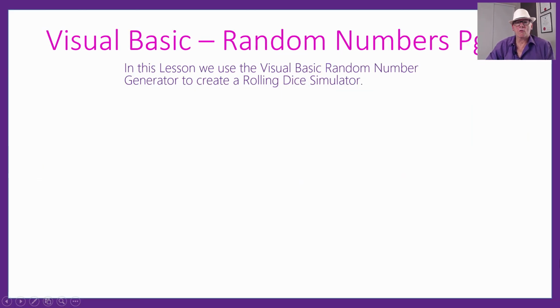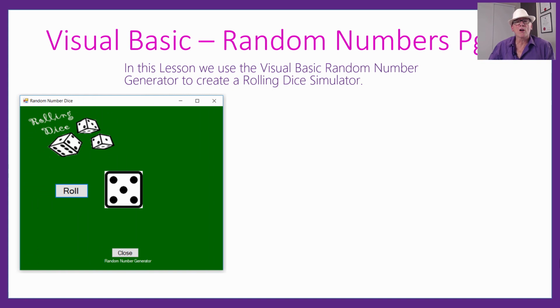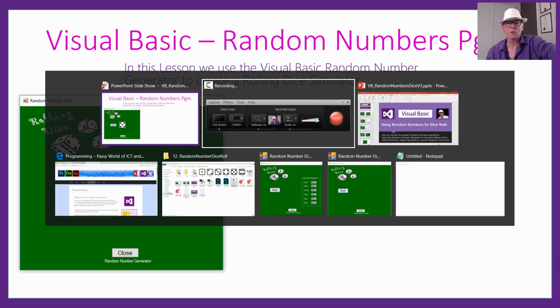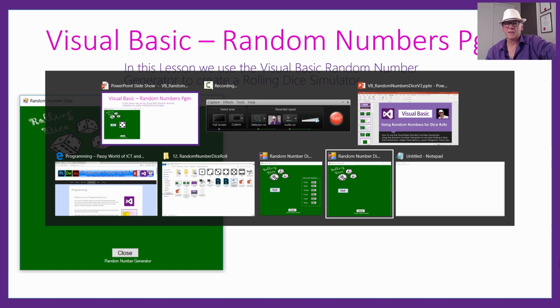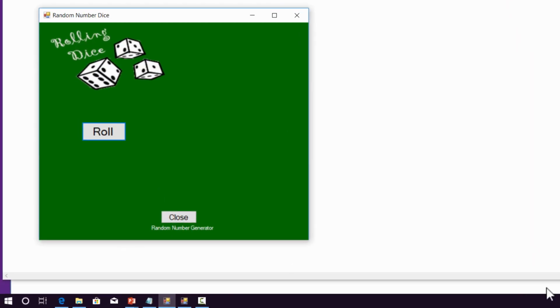Okay, so the Visual Basic Random Numbers program. So version 1, we're just going to have this program where you can roll a dice and then see the results. So let's just find that one and have a very quick look at it. It's this one. All right, so this is our program here, and the idea is that when you roll, it comes up with a dice value.